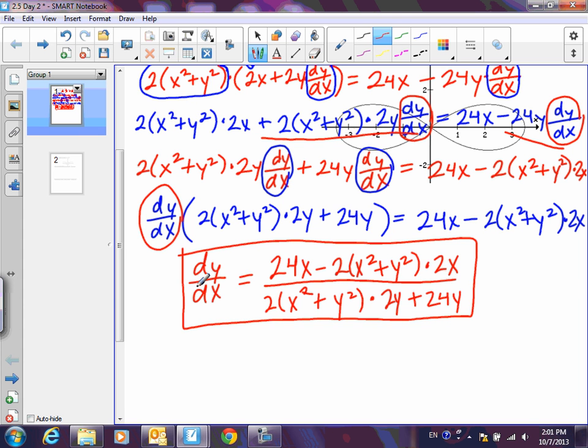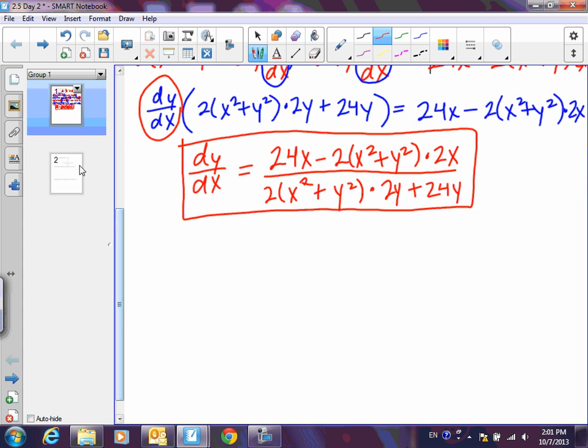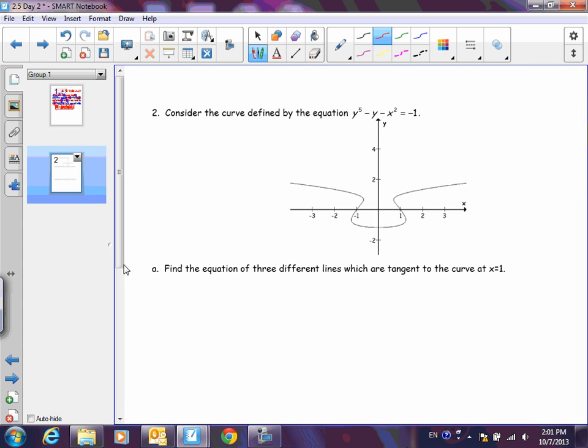Okay, one last thing that I want to mention here is that notice that there's no dy over dx's. There's no d's on the right-hand side. If there's a d anywhere on the right-hand side, you have not finished the problem. It means more than you just didn't finish. It means you actually messed up somewhere. All right. Let's look at the next page.